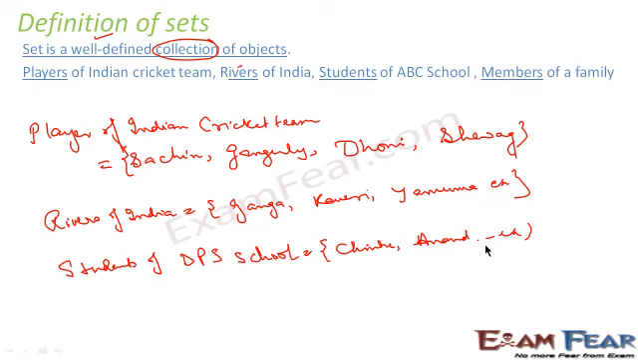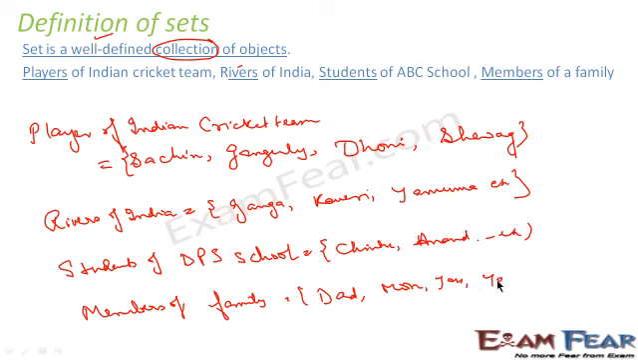etc. When I say set of members of family, so this will include your dad, your mom, you, your sister, your brother, uncle, auntie, etc. So when you see this, these are all various examples of sets.